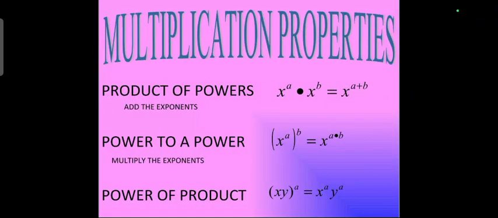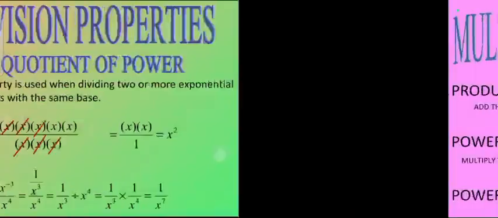Multiplication properties, product of powers. Let us suppose that we have two exponential forms, x raised to the power a and x to the power b; we get x raised to the power a plus b. So when two exponentials are multiplied, we simply add their powers. Power raised to a power: x raised to the power a, to the whole power b, is x raised to the power a into b. xy raised to the power a becomes x raised to the power a, y raised to the power a.